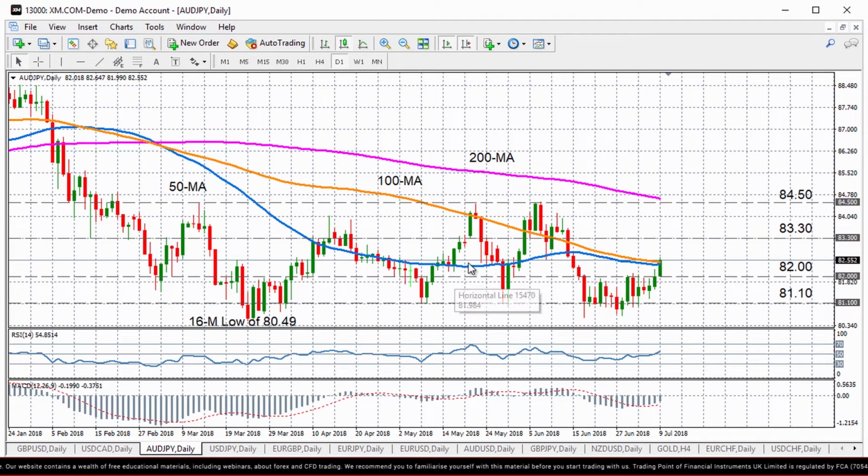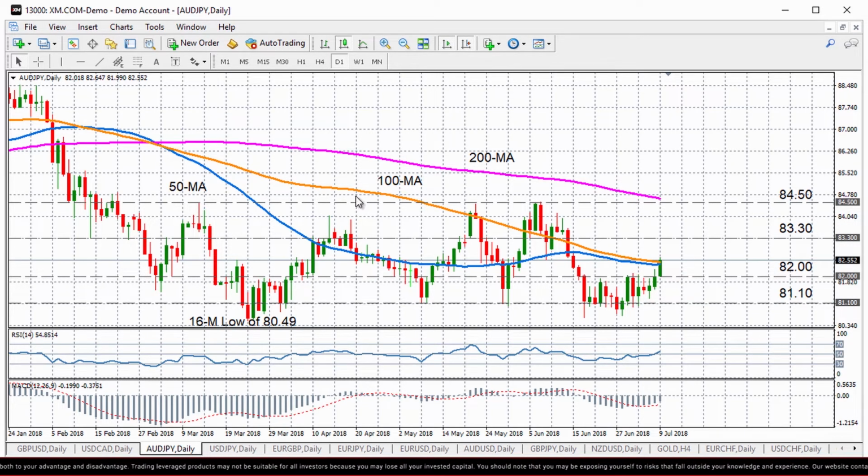And our final pair for today is Aussie Yen. We can see the pair has been trading sideways since March. At the moment, there is strong resistance from the 50 and 100-day moving averages around 82.50. If the pair does manage to break above that level, we're likely to see the next resistance coming at around 83.30, and above that we've got another strong resistance at around 84.50.